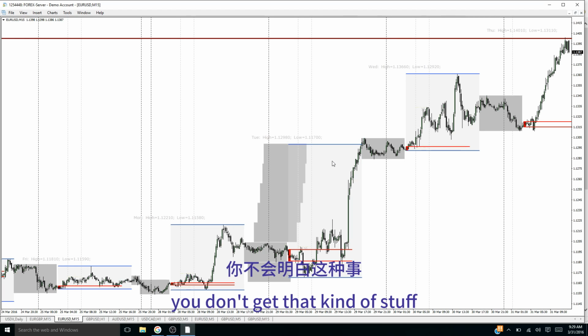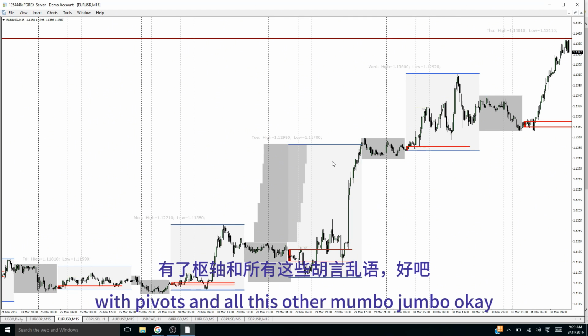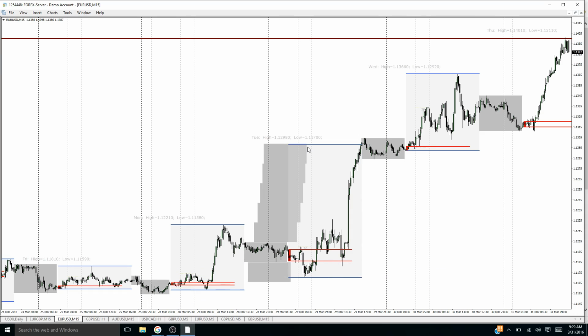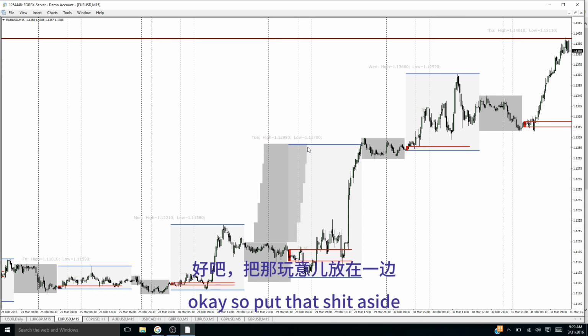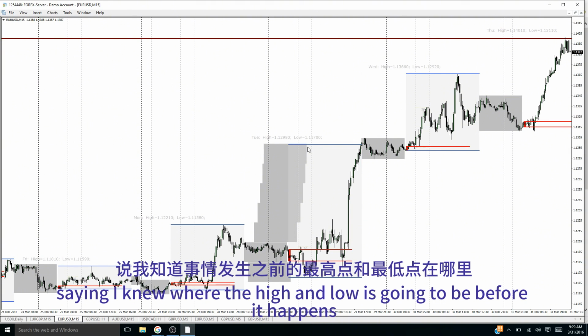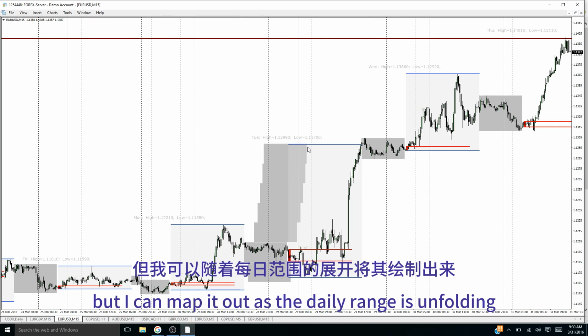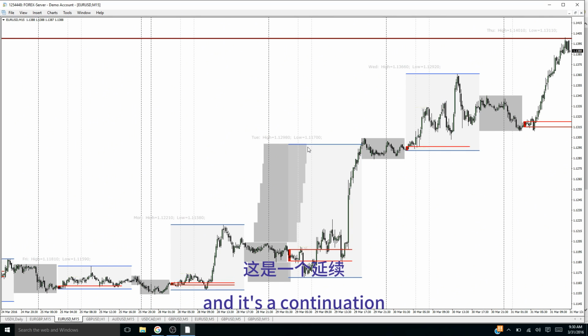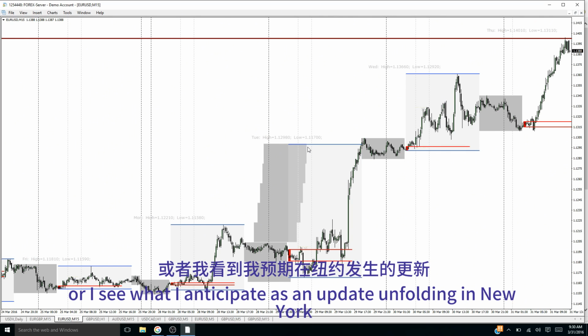You don't get that kind of stuff with pivots and all this other mumbo jumbo. Okay, I don't know it's going to go to that level in London. Okay, so put that aside. I'm not ever going on the internet saying I know where the high and low is going to be before it happens. But I can map it out as the daily range is unfolding, especially after the New York session posts and it's a continuation, or I see what I anticipate as an update unfolding in New York.